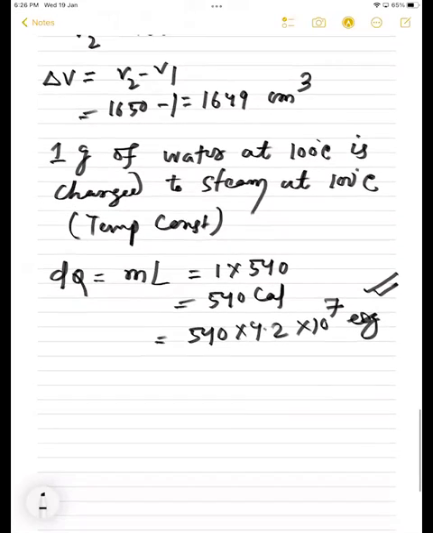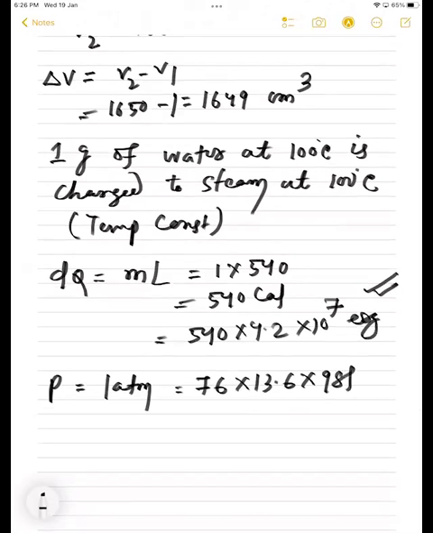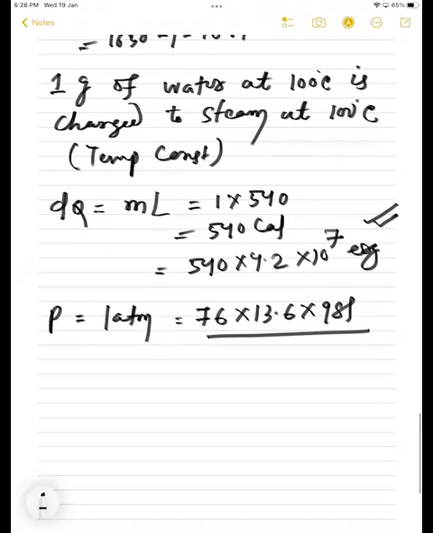And pressure is equal to how much, student? Pressure is equal to 1 atmospheric pressure, nothing given, right? That is atmospheric pressure we have to take, because 76 centimeter into 13.6 density of mercury into 981. So from there we can calculate the pressure, and we want to find internal energy.